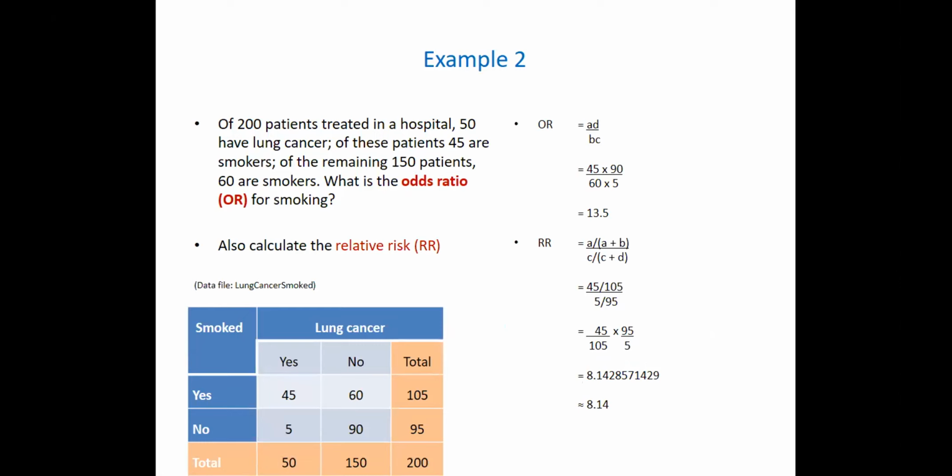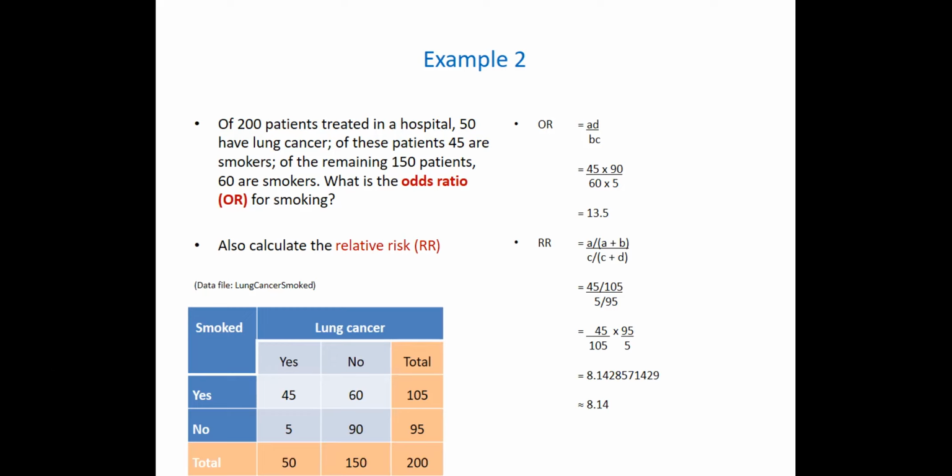Look at the example here. This example we want to use for the odds ratio. This is a case control study. Of 200 patients treated in a hospital, 50 have lung cancer. Of these patients, 45 are smokers. Of the remaining 150 patients, 60 are smokers. What is the odds ratio for smoking?